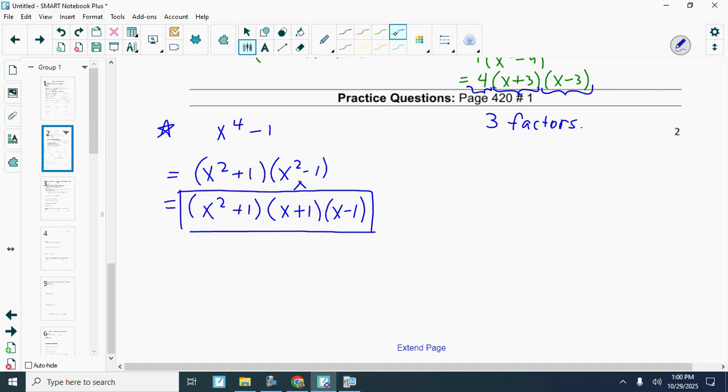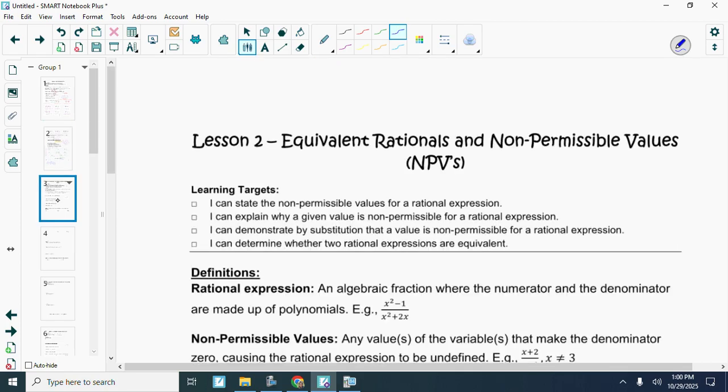If you weren't here on Friday, you'll have to do number 1 on page 420 when we do homework after today's lesson. All right, now this is fresh for everyone. Turn the page. Here we go.